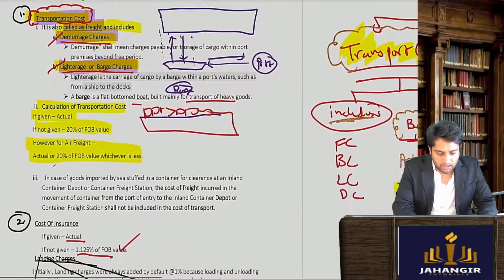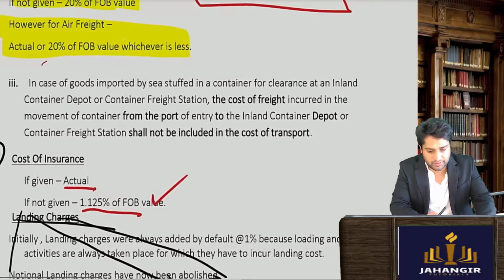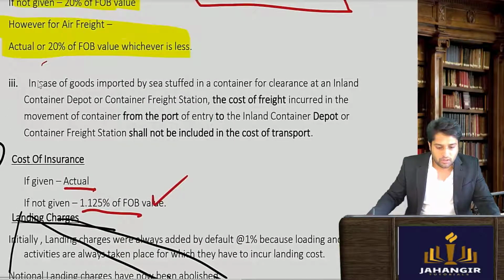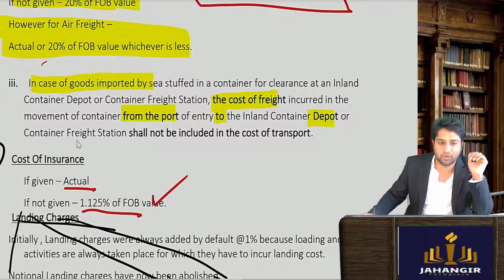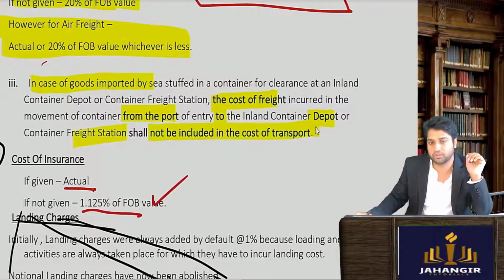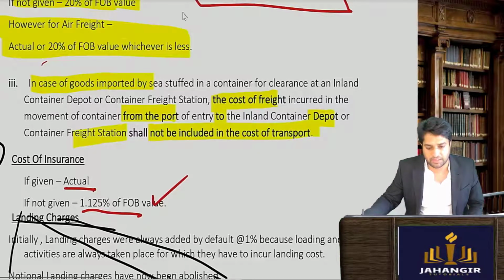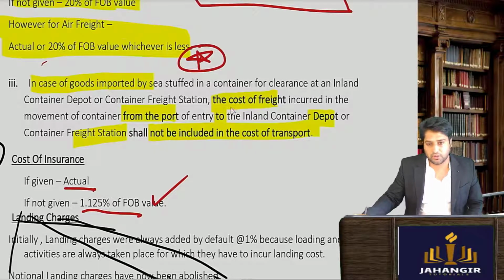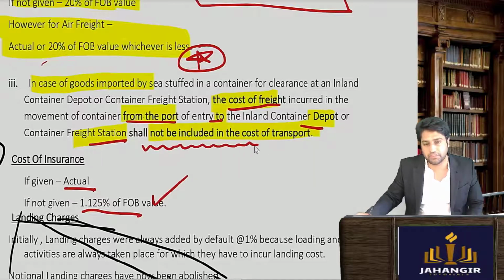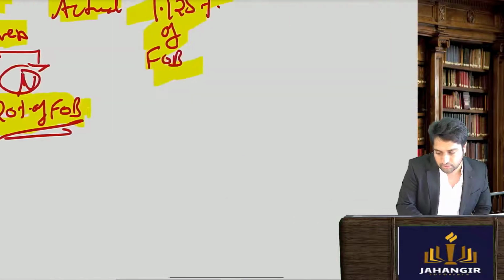Clear? Now one important thing to remember: in case the goods come by sea, the cost of freight incurred from the port to the inland container depot or to the customs freight station should not be included in the cost of transport. Mark this as important, that the cost of freight incurred from port to the container depot or the freight station should not be included in the cost of transport.